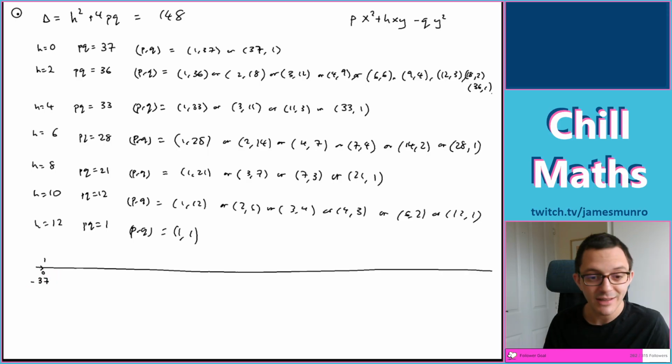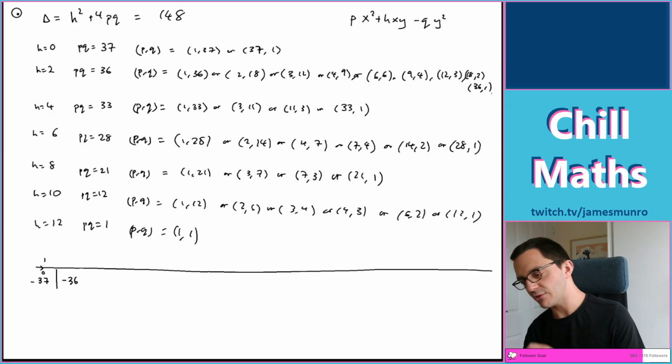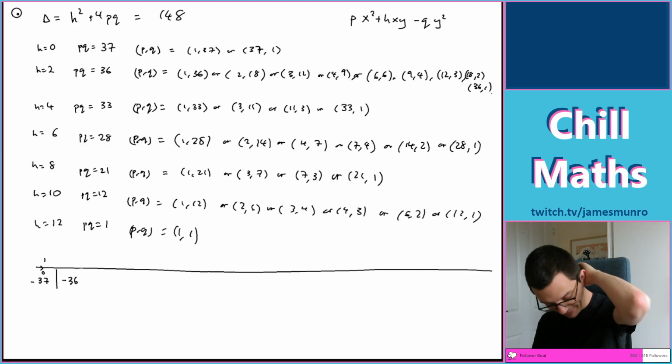Minus 37, sorry. The sum is minus 36. The next thing I see will also be minus 36. So that's a negative number, I'll put it over here. And h changes as well. So let's think about that.